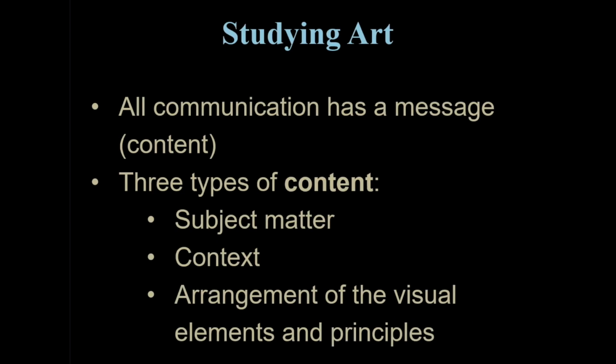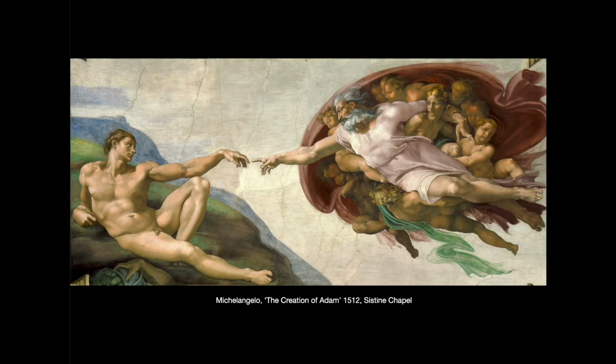So remember, when studying art, you want to look at the three types of content: the subject matter, the context, and the arrangement of elements and principles. Now let's look at a piece of art where we can do that. This is Michelangelo's The Creation of Adam from 1512, located in the Sistine Chapel. So starting out with subject matter, we have Adam and God touching fingers. This was a depiction of an event in the book of Genesis when God is breathing life into Adam. So there's a moment of anticipation as the two men are about to touch.